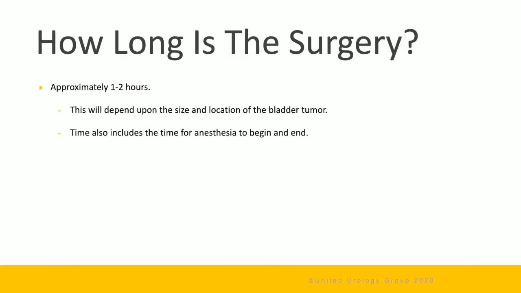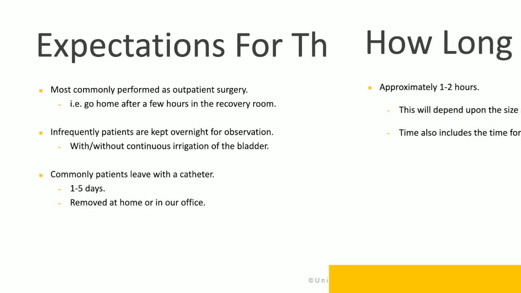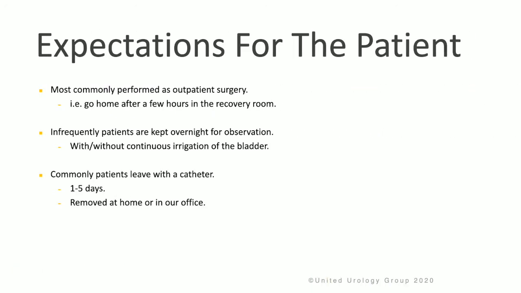TURBT usually takes only about 1 to 2 hours, and this will depend upon the size, location, and extent of the bladder tumor. This time also includes the time for anesthesia to begin and end the procedure. Most often, TURBT is performed as an outpatient surgery, and most patients go home after a few hours in the recovery room. Infrequently, patients are kept overnight for observation with or without continuous bladder irrigation.